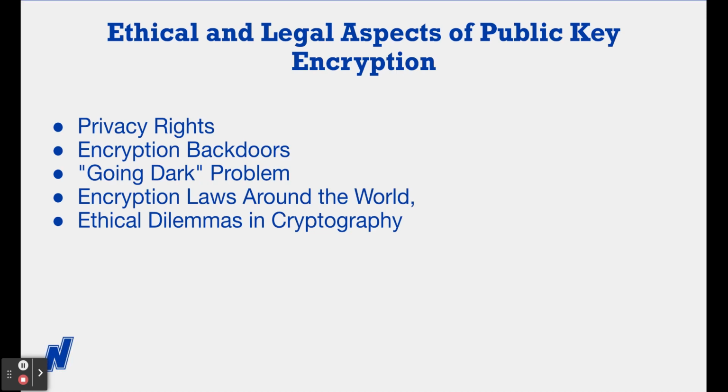Then we talk about encryption laws around the world. So encryption laws are very widespread. For instance, in countries like China and Russia, encryption is heavily regulated, and the use of certain types of encryption requires a governmental license. On the other hand, in many Western countries, there are strong legal protections for the use of encryption for privacy and security. These different laws can pose challenges for global businesses and individuals.